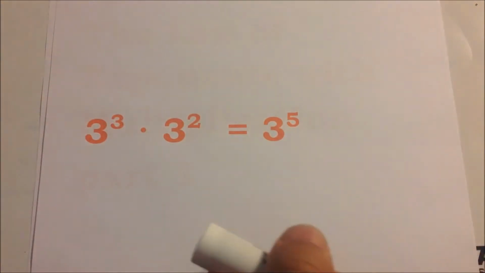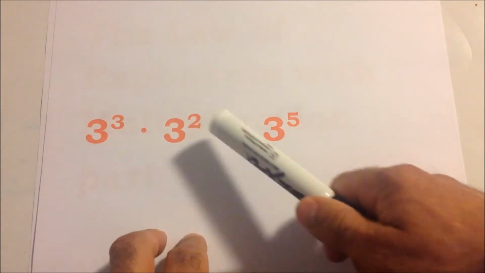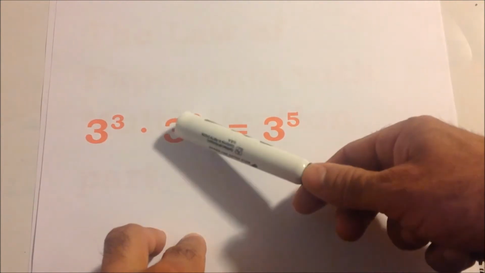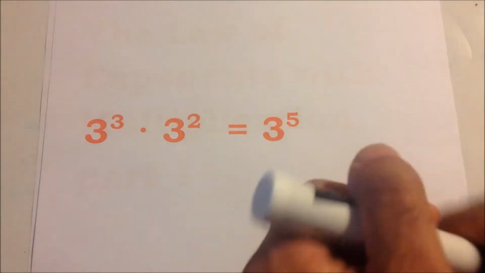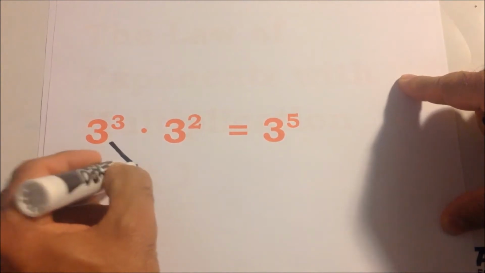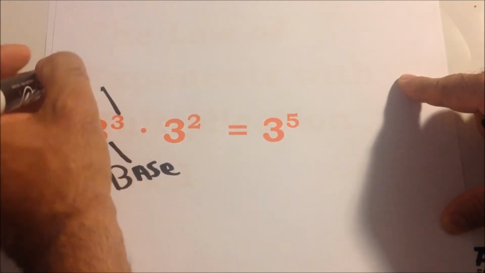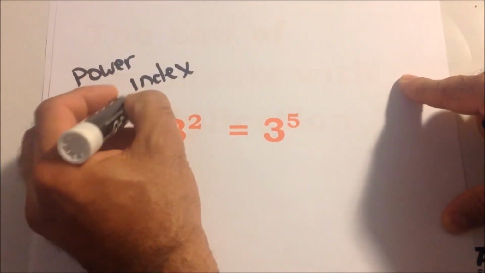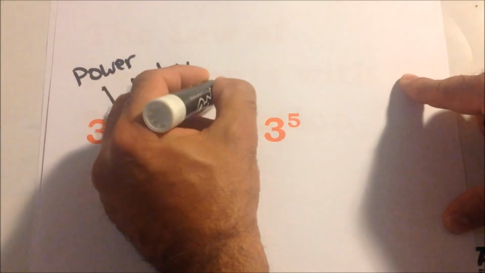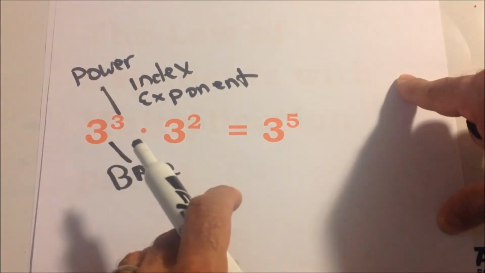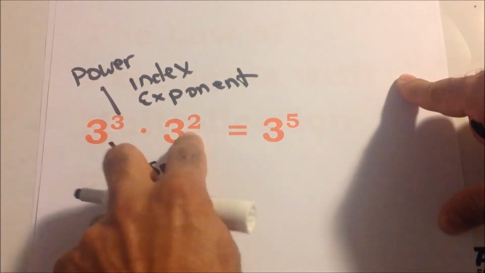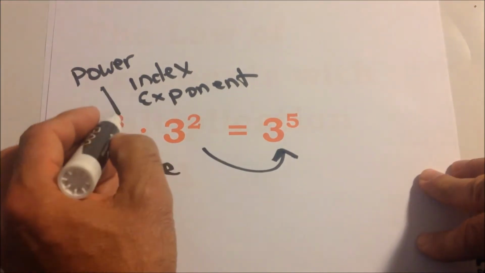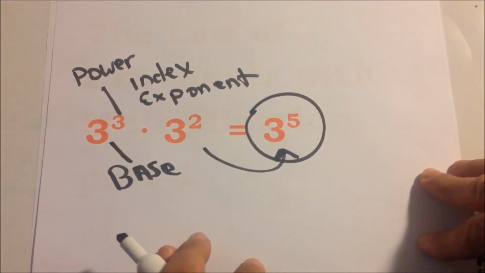We have 3 cubed, remember 3 means cubed, times 3 squared. Or we can say 3 to the third power times 3 to the second power. Okay, so when we have the same base, remember, the big number is the base, and the small number is the power. It's also called the index, and it's also called the exponent. So we have 3 names for it. Okay, power, index, or exponent. So when we have the same base, we just keep the base. See how we kept the base when we're multiplying, and we just add the exponent. So we would get 3 to the 5th power.